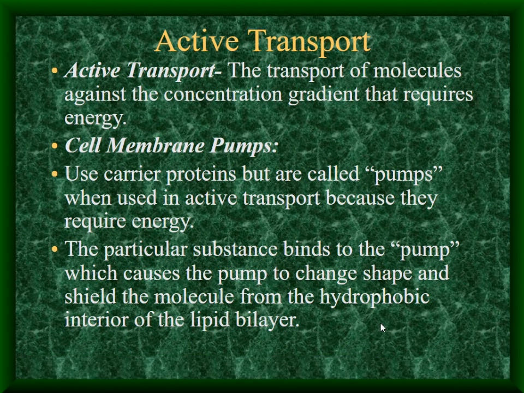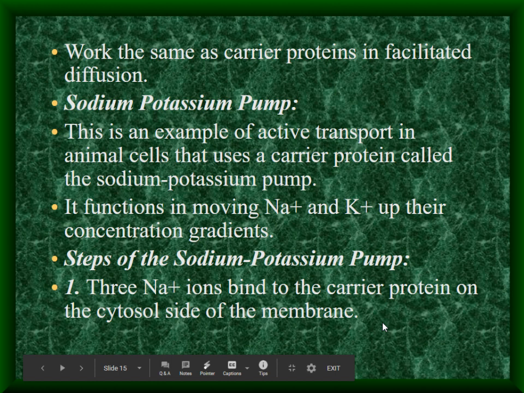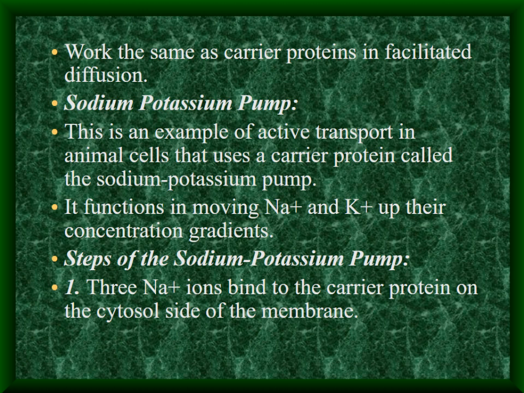Now we're moving on to active transport. Active transport moves molecules against the concentration gradient, and that requires energy. So, cell membrane pumps. These pumps actively transport because they require energy. A particular substance binds to the pump, which causes the pump to change shape and shield the molecule from the hydrophobic interior of the lipid bilayer. In other words, this will cause it to activate. It works the same as a carrier protein in facilitated diffusion. Makes sense. So it comes on there, and you're able to have some active transport.